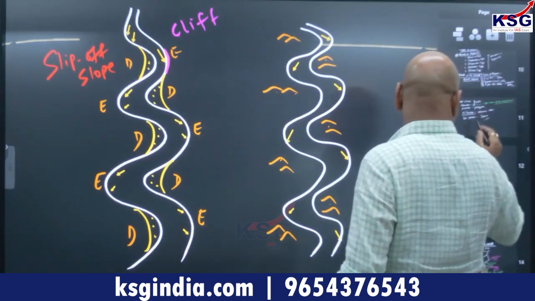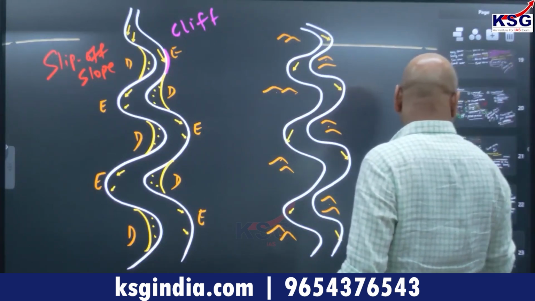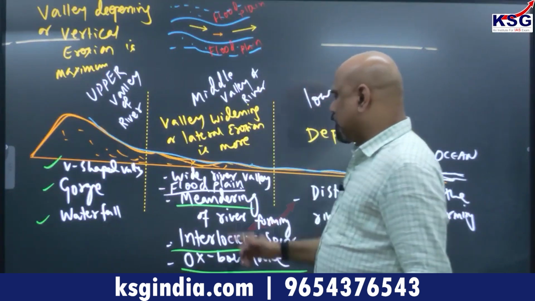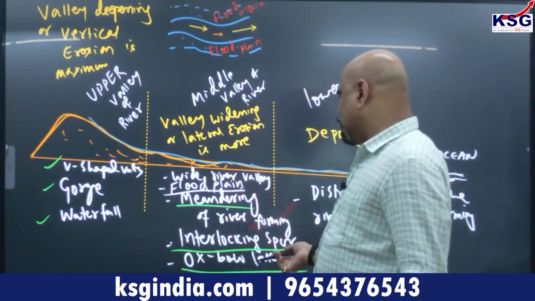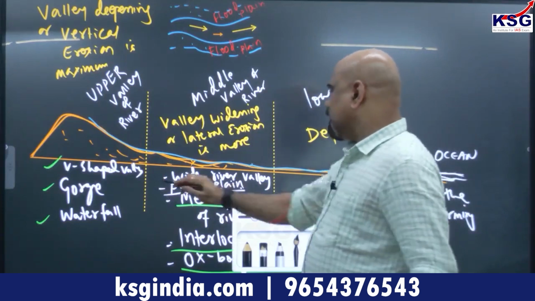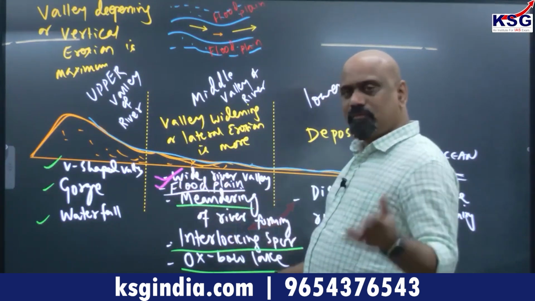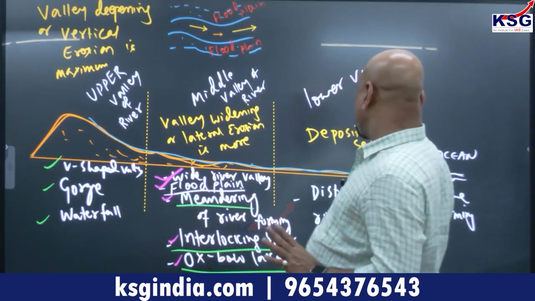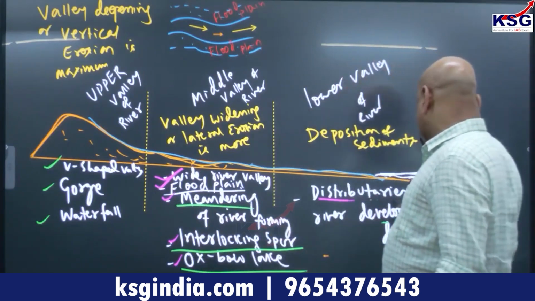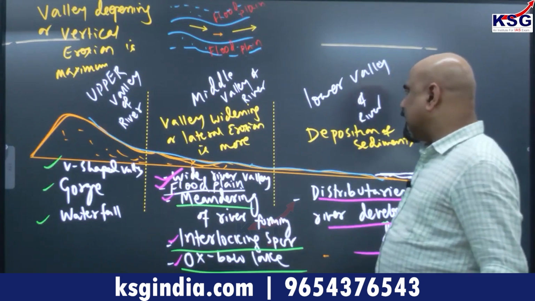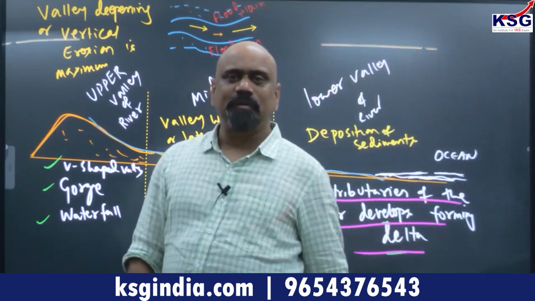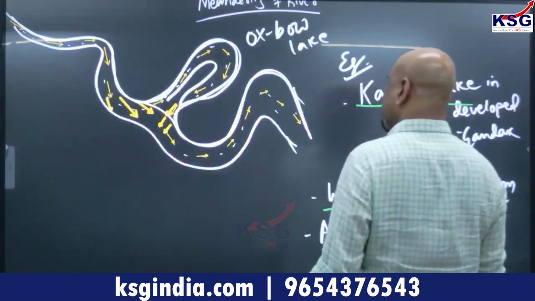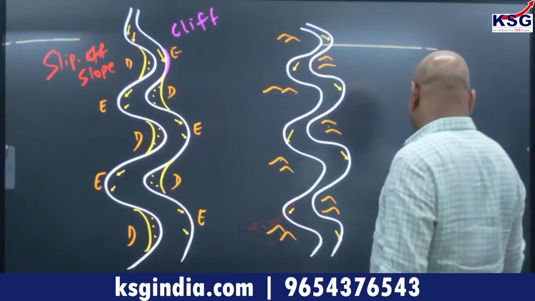So in the diagram which I have drawn, we have a wide river valley, flood plain, I told you, interlocking spur you will have, wide valley, flood plain, saved from flooding, meandering, interlocking spur, oxbow lake, all these things in the middle. In the lower part, deposition will be there, distributaries of the rivers, delta will form. When the river finally joins the ocean, what will happen now?